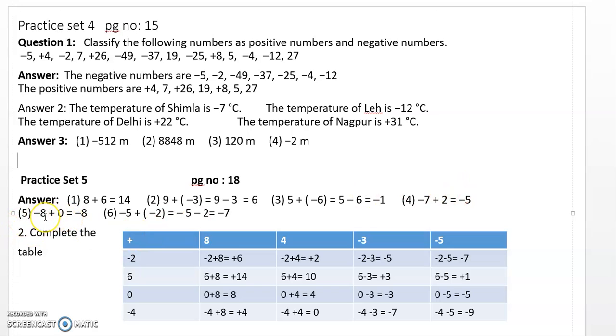Now here you have to do the subtraction. 8 is greater, but 8 is having which sign? Minus, so the answer will come in minus. Next it is minus 5 plus minus 2. Now both the numbers are having the same sign, so you have to do the addition and put the minus sign. Now complete the table. I have written the answer. You can copy it down.